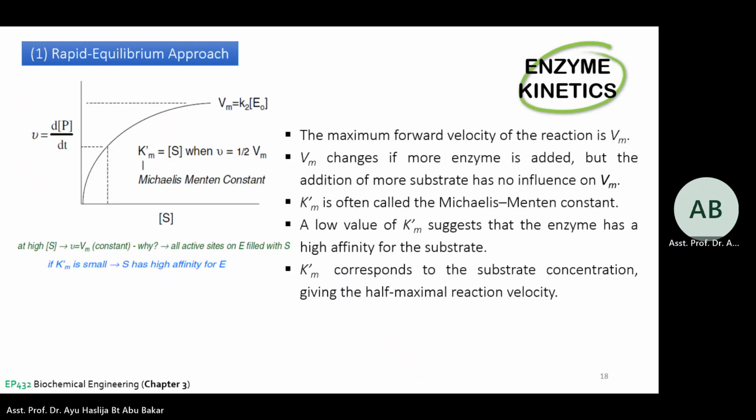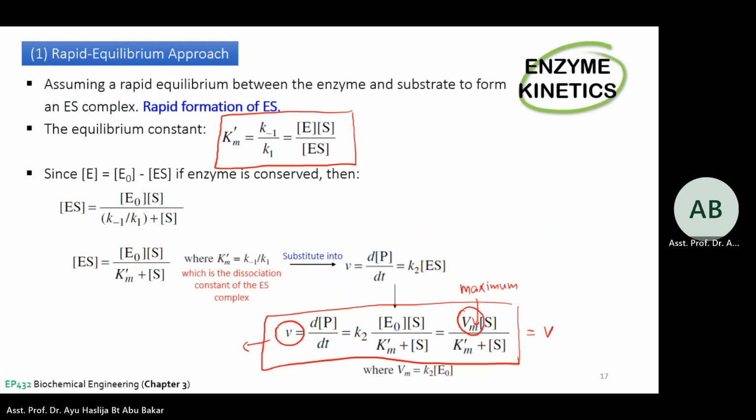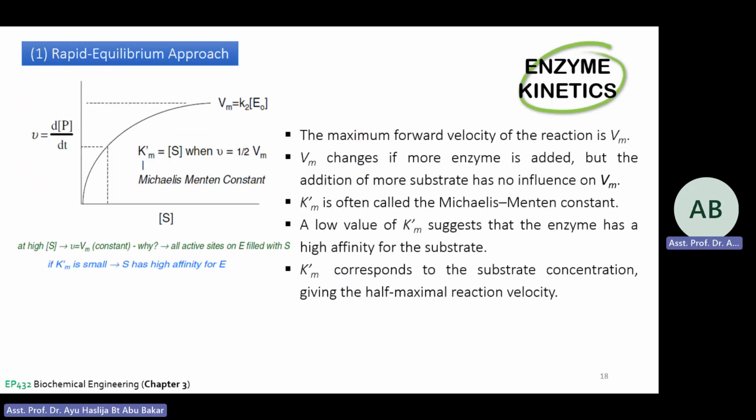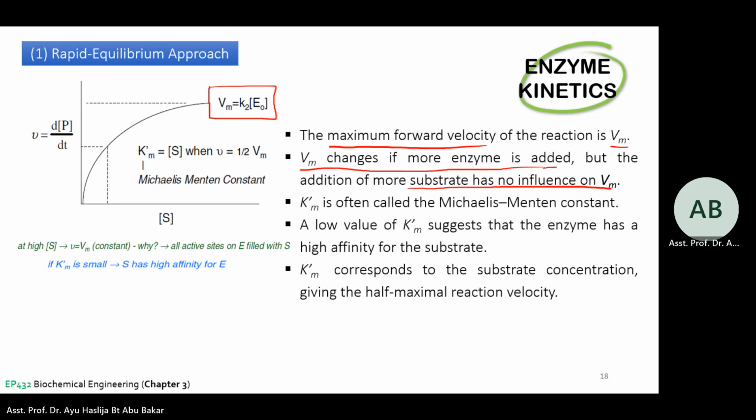Then from this graph, then from this slide, the term here you see, maximum forward velocity, refers to the Vm, where it is the maximum product formation. Vm changes if more enzyme is added, but the addition of more substrate has no influence on Vm. How does Vm change if more enzyme is added, but not when substrate is added? What do you think?